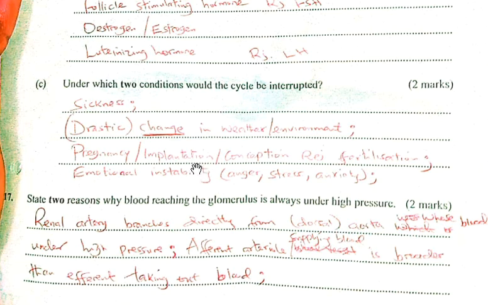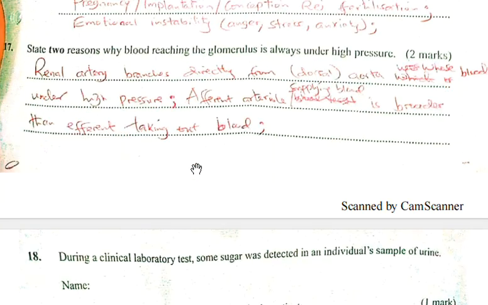Question 17. State 2 reasons why blood reaching the glomerulus is always under high pressure. Number 1, renal artery branches directly from dorsal aorta, whose blood is under pressure, which is high. Number 2, afferent arteriole supplying blood is broader than efferent taking out blood.